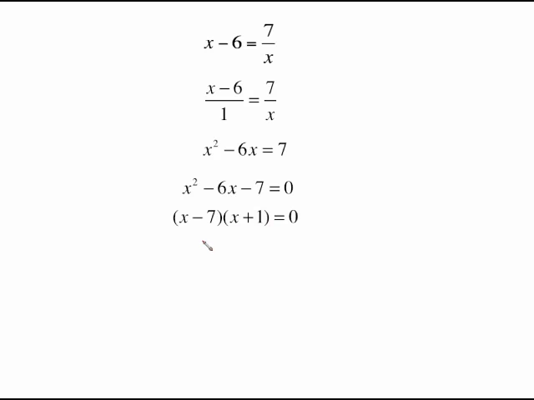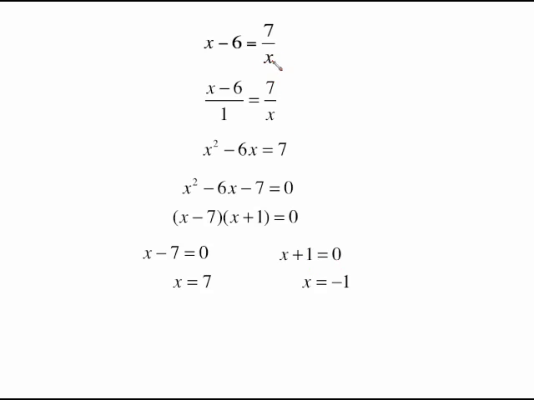If this times this equals 0, then either this is equal to 0 or this is equal to 0. So two simple equations set up to solve. Solve this by doing the opposite, which is add 7 to both sides. Solve this one by doing the opposite, which is subtract 1 from both sides. So these are my two answers. Plug both of them in for x, and I'm okay.